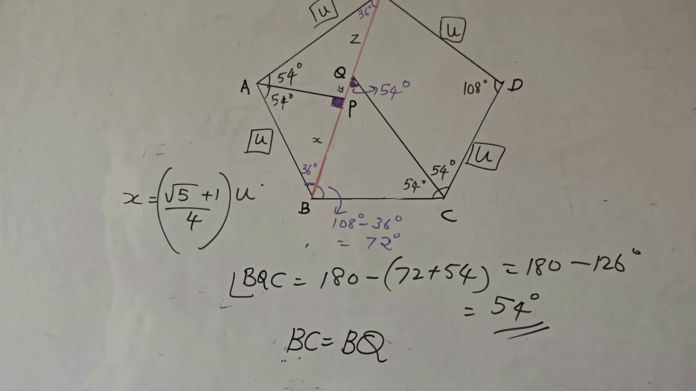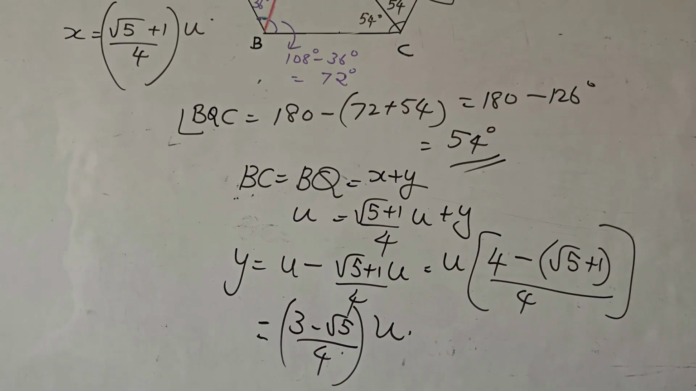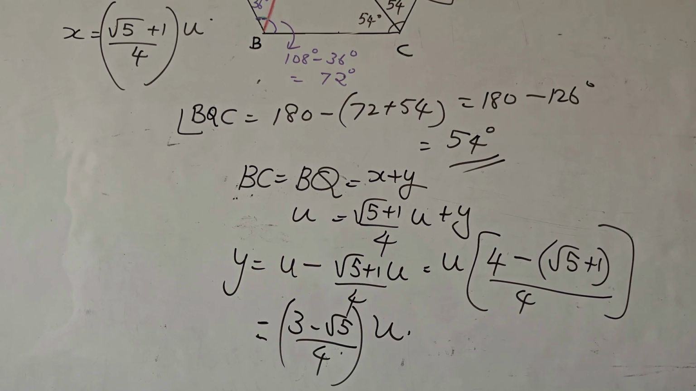Now, BQ is the sum of X and Y. So I can say that BC is equal to X plus Y. I have substituted BC as X plus Y. The measurement of BC we have taken as U. We have found X to be (root 5 plus 1) by 4 into U by using the trigonometric ratios for the right angled triangle APB. Therefore, the value of Y can be obtained as (3 minus root 5) by 4 into U.